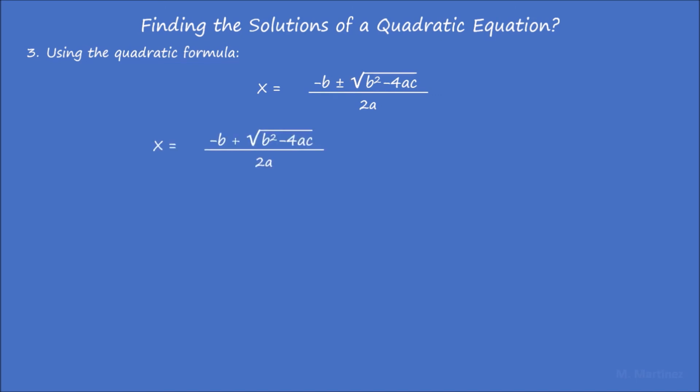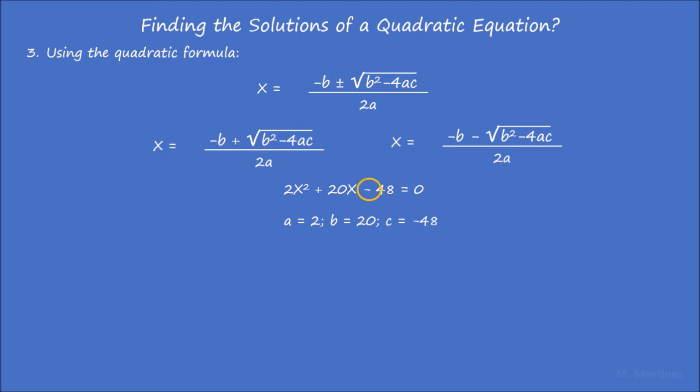The first solution is that x is equal to negative b, plus the square root of the quantity b squared minus 4ac, all over 2a. The other solution is that x is equal to negative b, minus the square root of the quantity b squared minus 4ac, all over 2a. Let's use the same equation that we have used earlier, 2x squared plus 20x minus 48 equals 0. In this equation, a is equal to 2, b is equal to 20, and c is equal to negative 48. Take note of the sign when getting the value of the coefficients.